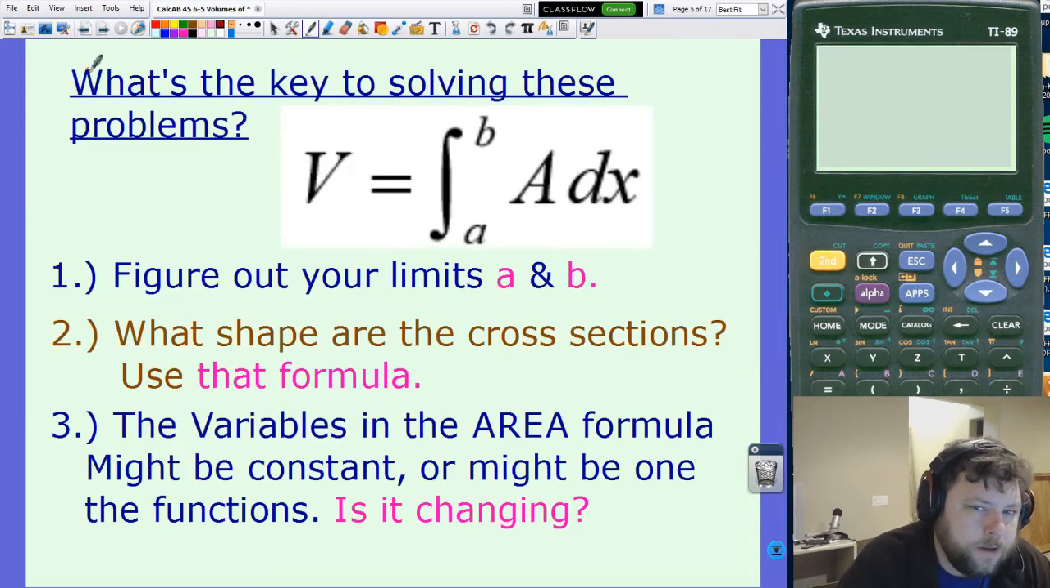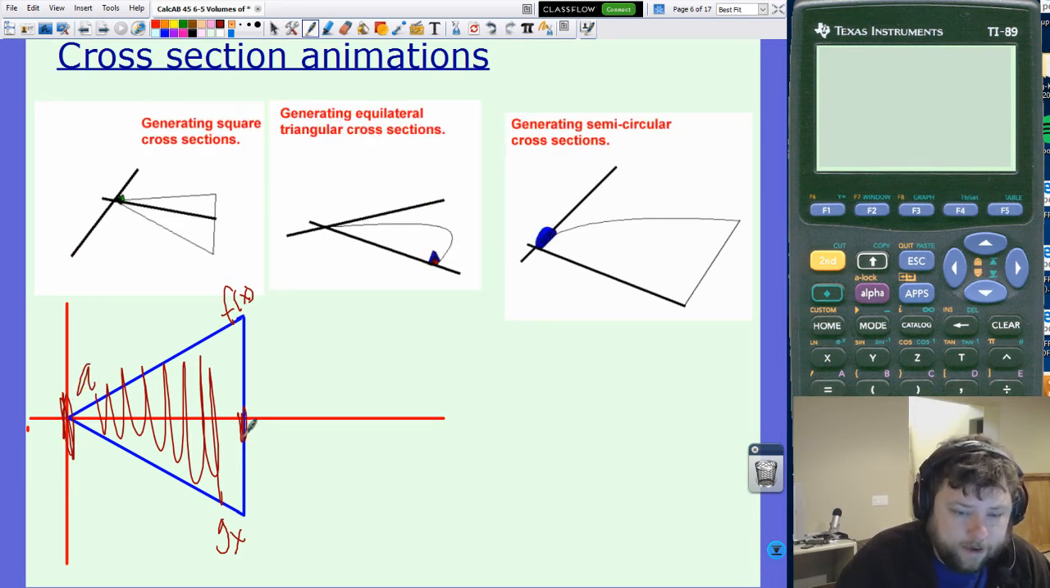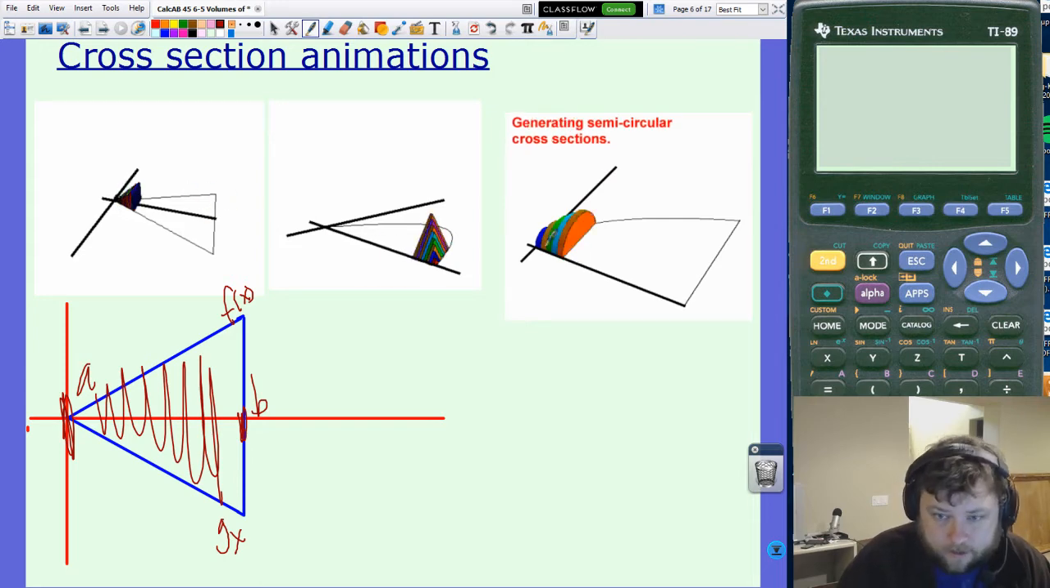The key to solving these kinds of problems, and this is one of the hardest things to do in calculus, so it's going to take a while to learn. You have this formula, your area. First of all, you have to figure out your limits a and b. If I'm looking at this problem, that would be my a, and over here would be my b.